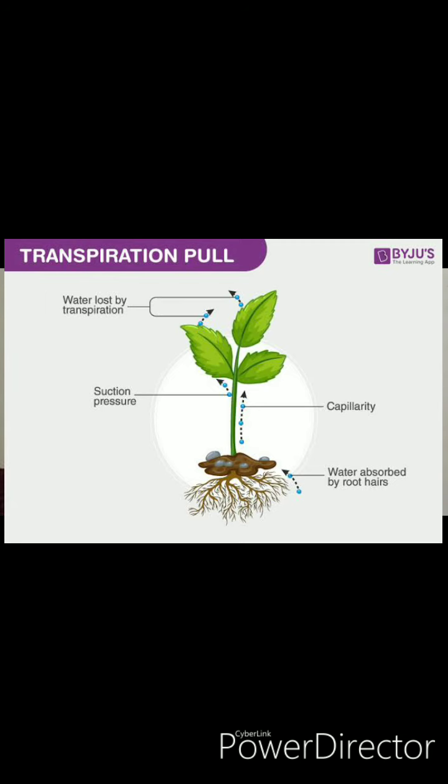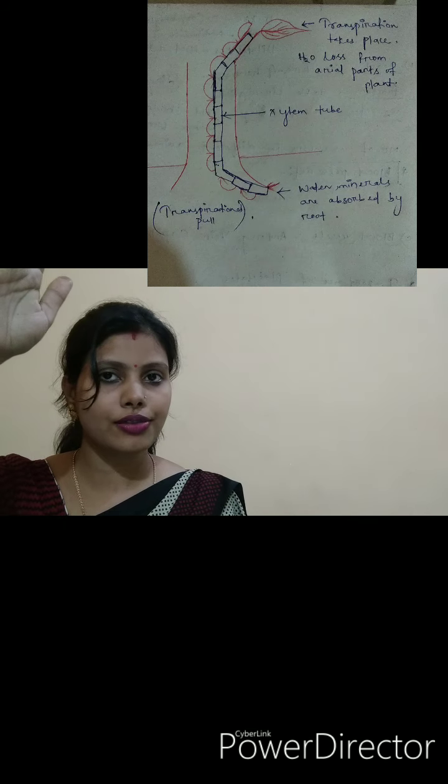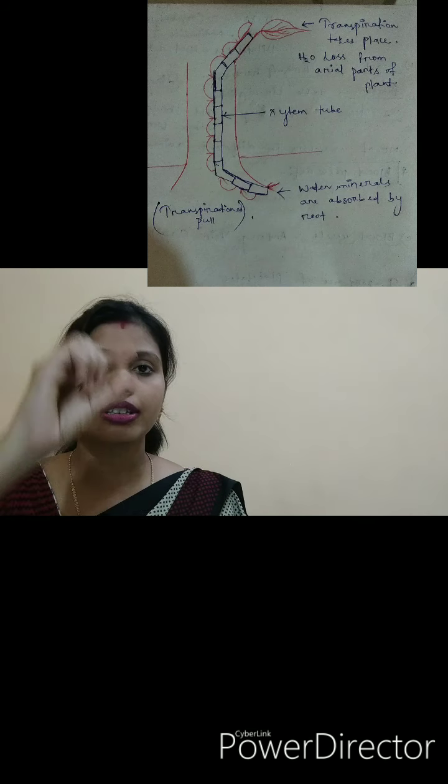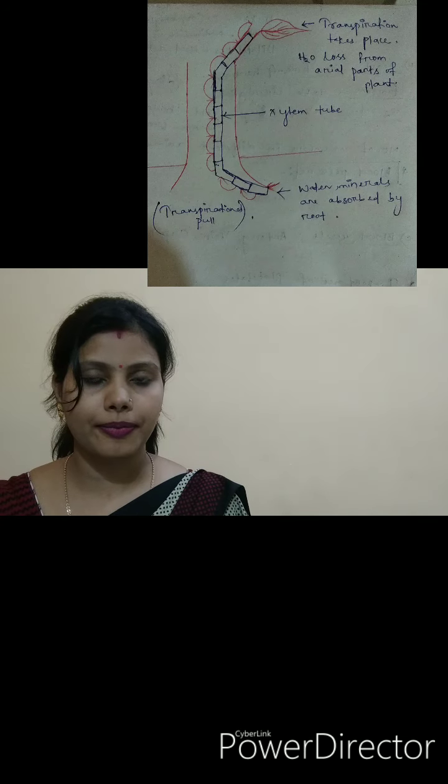They form a continuous tube throughout the stem, to the top of the plant. So what happens actually? When the water is lost by transpiration from the first cell, as you can see in the diagram I have drawn here, the water goes out from the first cell. That vacant place is replaced by the second cell.